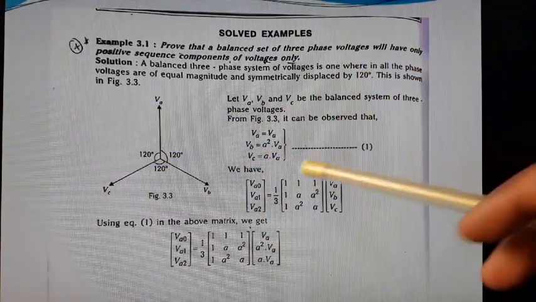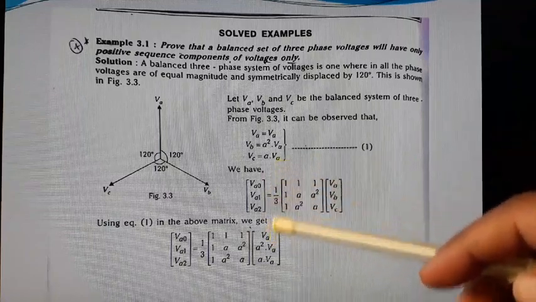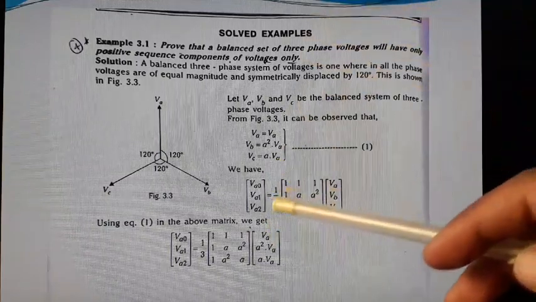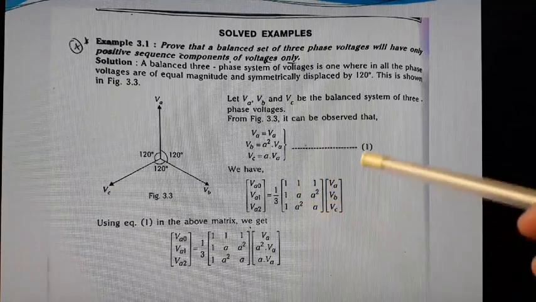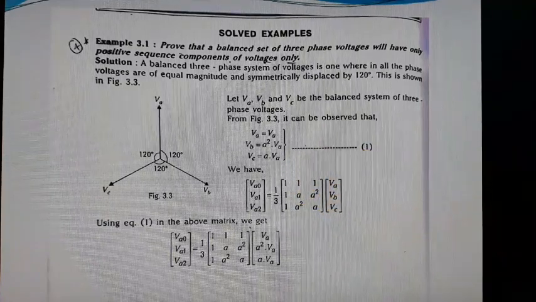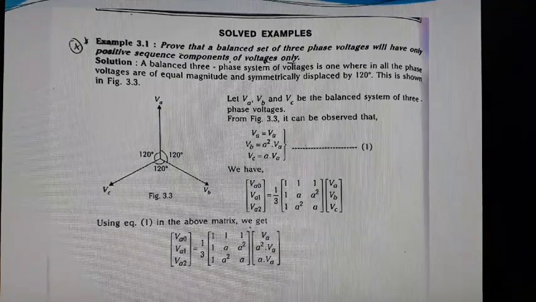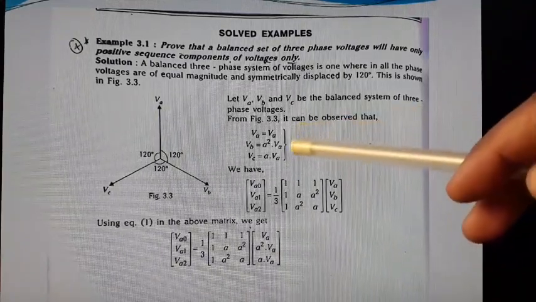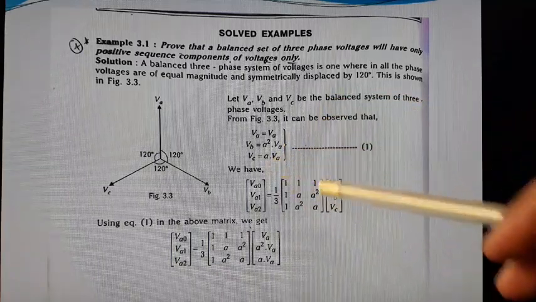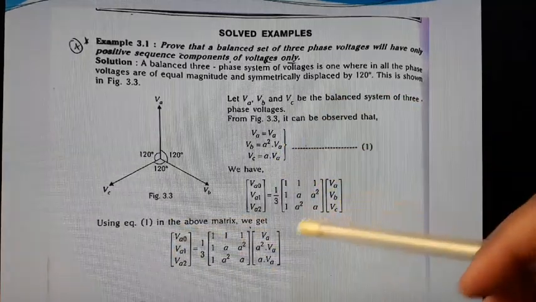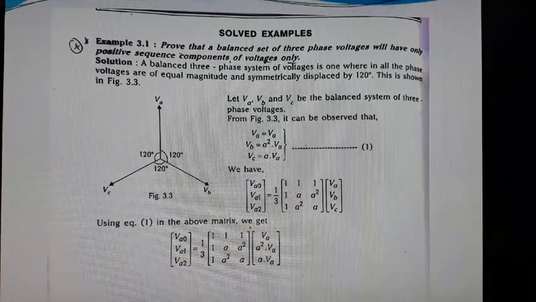Now we have VA0, VA1, VA2, the symmetrical components. Just now we derived, it is equal to 1 by 3 times the matrix [1, 1, 1; 1, A, A square; 1, A square, A] times VA, VB, VC. Now here, using this relation, VA is VA, VB is replaced by A square VA, and VC is replaced by A VA. Then the above equation becomes this.